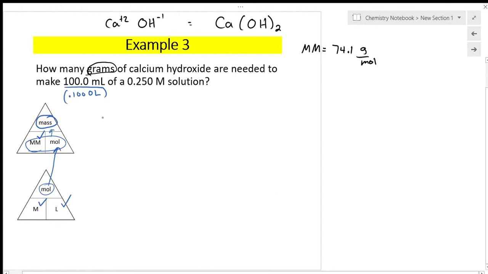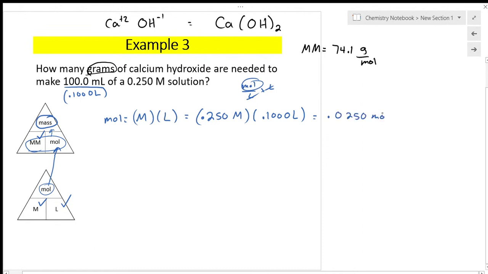To calculate moles first, moles is going to equal the molarity times the volume in liters, which is going to be the 0.250 molar solution times the 0.1000 liters. Now, just to show you how the units work, remember molarity is moles per liter, so we're taking moles per liter times a liter, so that's how you get to the mole term. So we take that and we get 0.0250 moles.